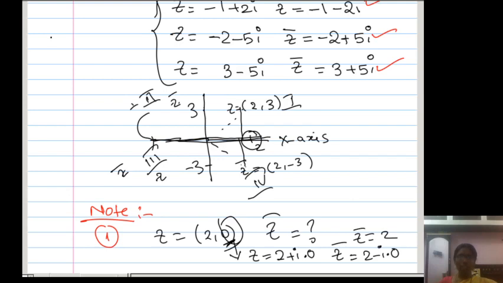Okay, let us discuss briefly some more examples and write down that note point. So what is the first point you are writing? A plus IB whole bar can be written as A minus IB. That you studied. Okay, next, second point.